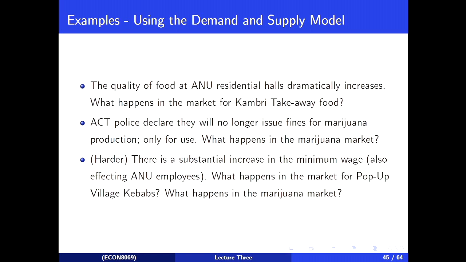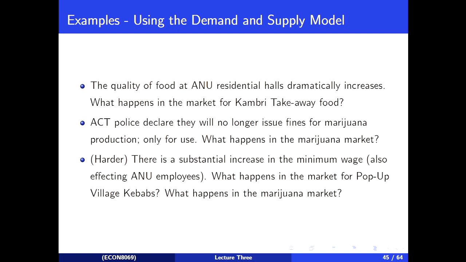Oh, I didn't change this. Whoops. Ignore where it says pop-up village hubs. It should say Canberra. Let's talk about the Canberra market. So if there's a big increase in the minimum wage, it also affects ANU workers. So we want to think about what happens in the Canberra market in this setting.